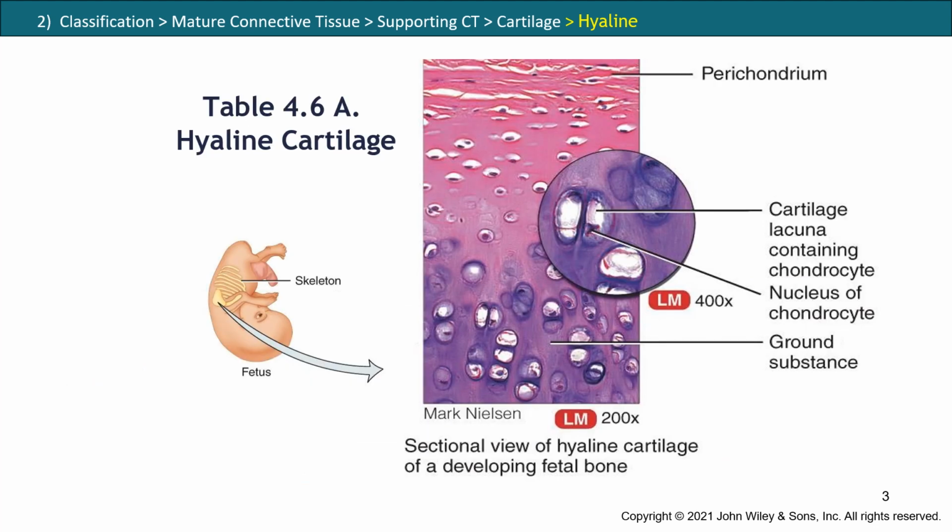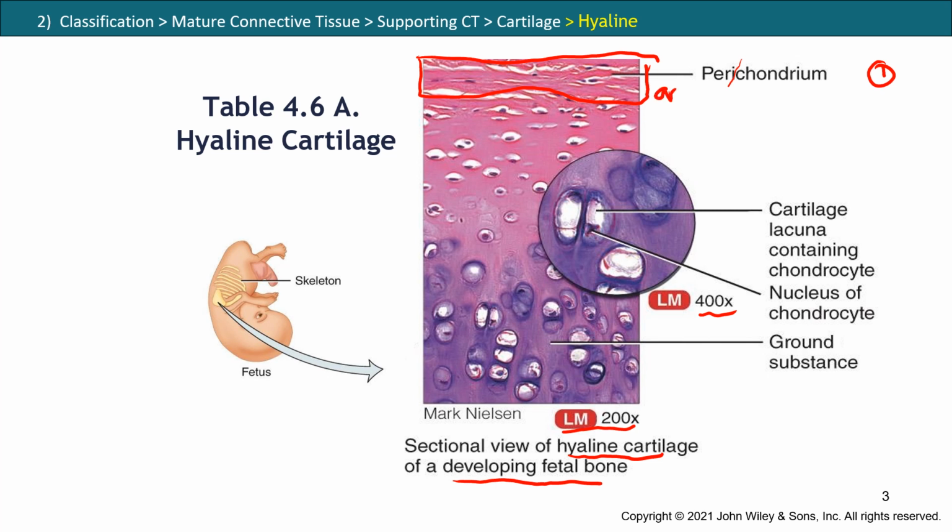So here you have the sectional view of a hyaline cartilage of a developing fetal bone. And you have different sections here in this picture. Remember that all of these are light microscopic pictures, one at 200 magnification and the other one at 400. And so here, the first thing that your textbook wanted you to observe is that in this region, if you try to look for the lacuna that we were talking about before, you don't find it there. Why? Because here you have its perichondrium.